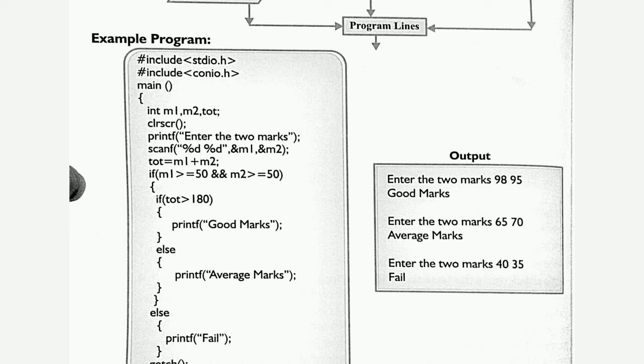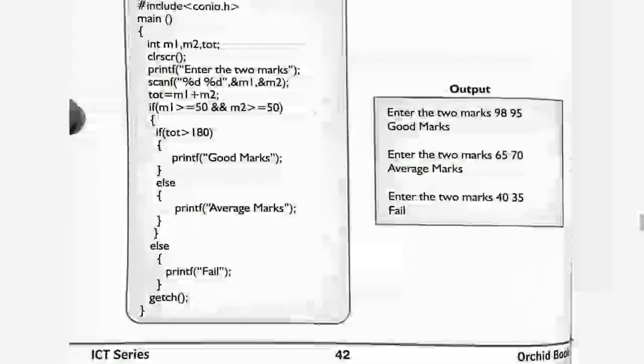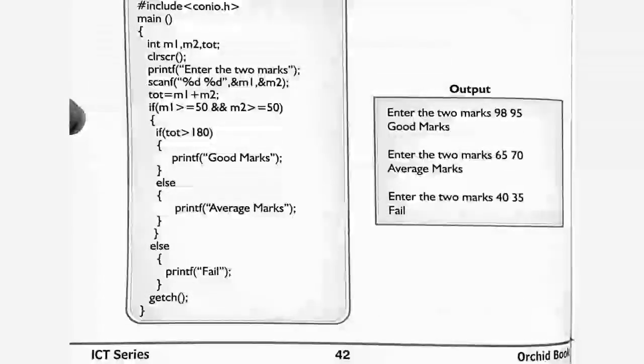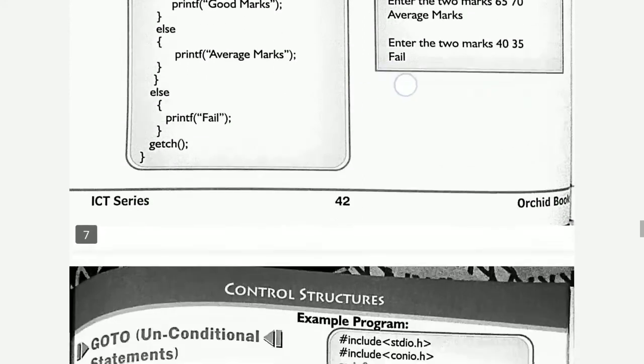And if your mark 1 is less than 50 and mark 2 is less than 50, then you will get an output known as fail. So these kinds of multiple conditions can be given by using this control statement.